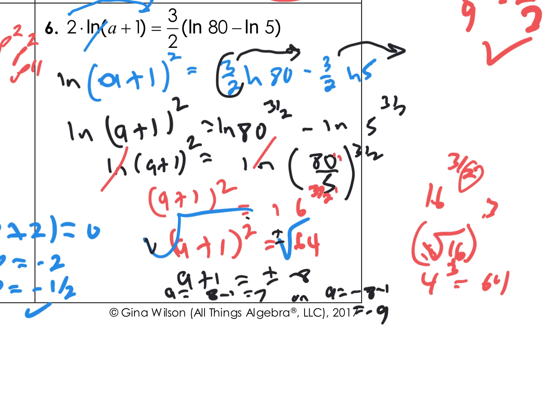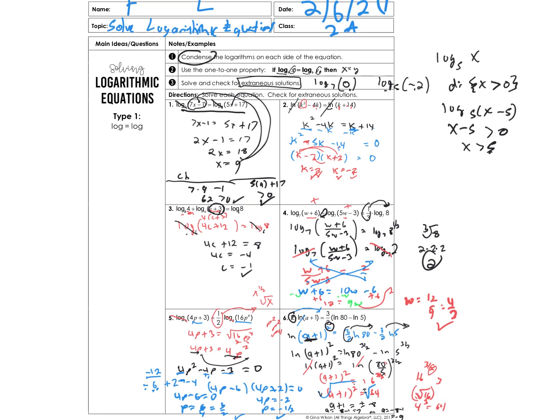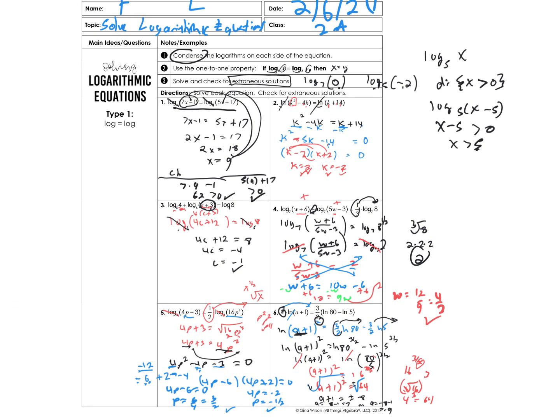And I think we're okay. Both of those numbers, when you plug them into this problem right here, even though one of them is negative, it doesn't matter because you're squaring it. That's what this thing meant. It meant it was squaring that anyway. So you're good to go. Okay? That's a full page of solving some logarithmic equations.